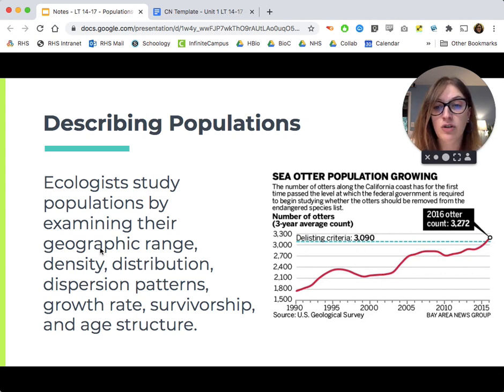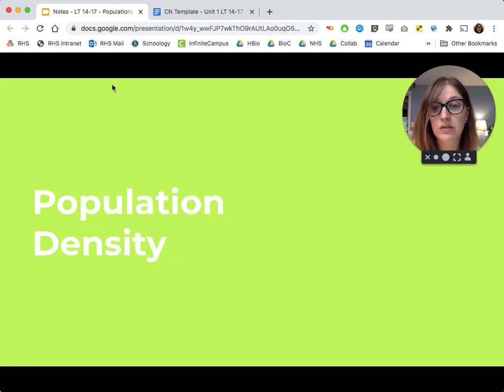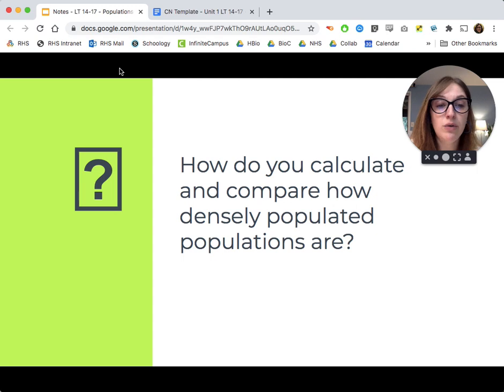Ecologists study populations by examining their geographic range, population density, distribution, dispersion patterns, growth rate, survivorship, and age structure. We will only focus on a couple of these ideas in this set of notes, starting with population density. So how do you calculate and compare how densely populated populations are?